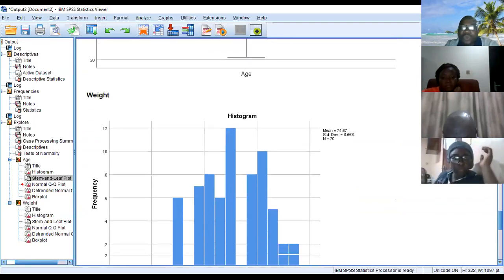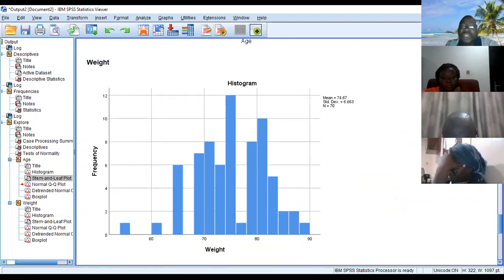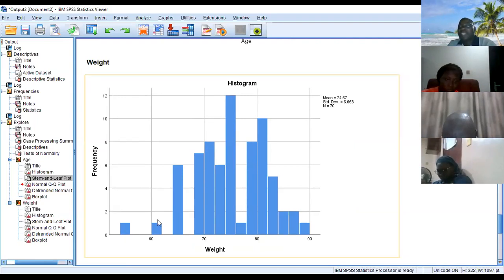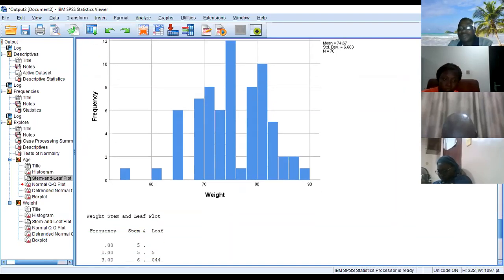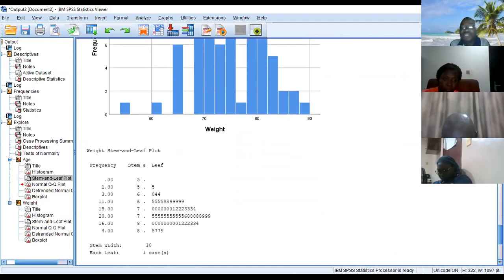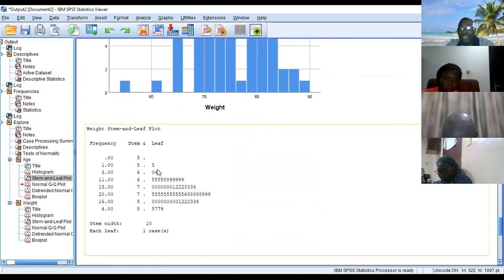So this one is for the weight. You know, that one was skewed to the left, even though the skewness is not significant. But if you can see now, the flatness is on the left side. Just scroll down and see the same shape. Can you see the same shape?